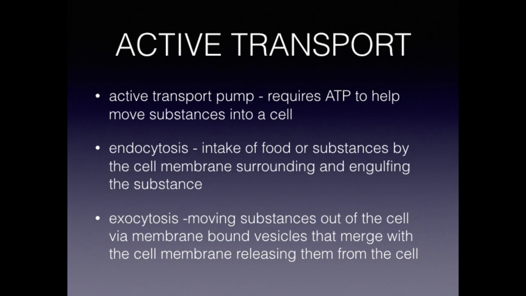Now then we have active transport. Active transport, there are three main types. The active transport pump. This requires ATP to help move the substance into a cell. And then we have endocytosis, where food or substances are taken into the cell when they come along the surface and the cell membrane engulfs it, or exocytosis, where the substance that was once inside the cell in a membrane-bound vesicle, like Big Bertha that we looked at on the video, comes to the surface of the cell and then is released. The contents are released out of the cell. That's exocytosis.